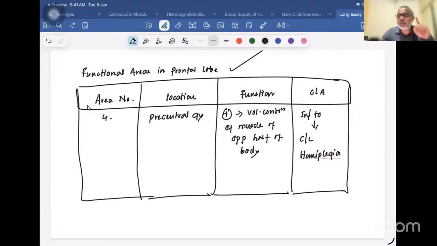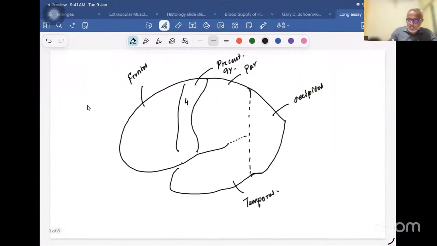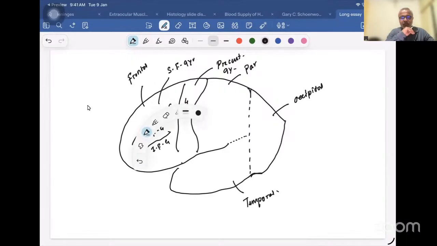I'm not just talking about the frontal lobe. I'm talking about all the lobes. Let's see further. Area number 4, we have done. In front of this, we have area number 6, right? Now, area number 6 is located in the superior frontal gyrus. This is the middle frontal gyrus. This is the inferior frontal gyrus. Done? So, how do I write about area number 6?